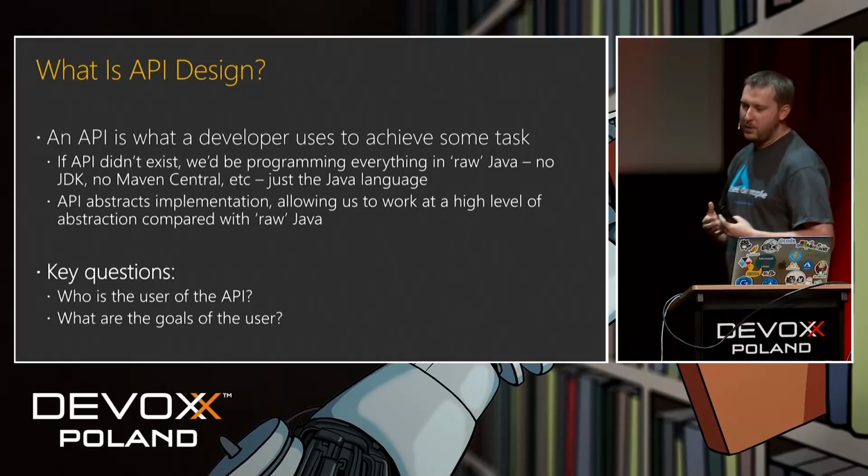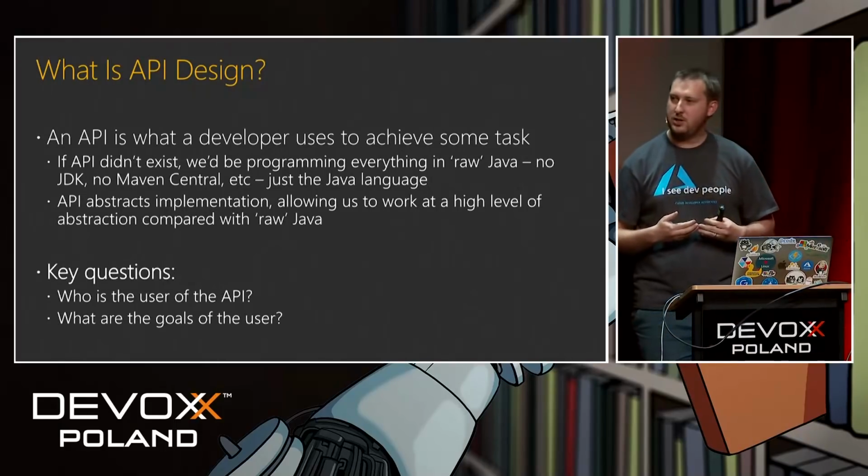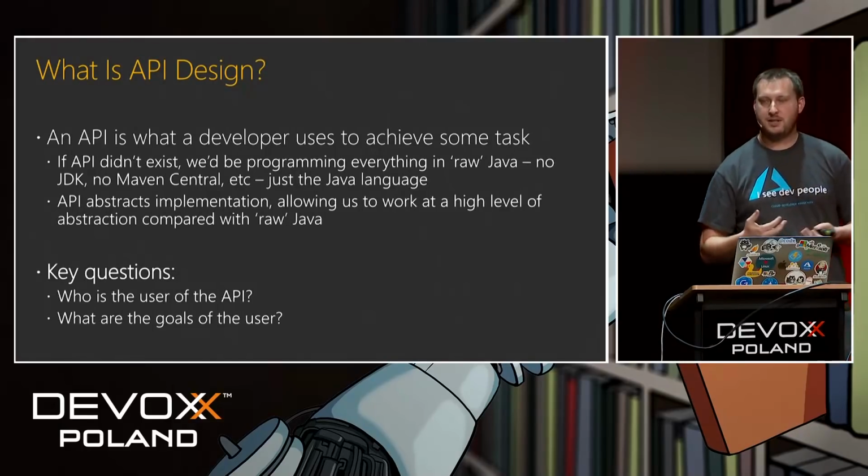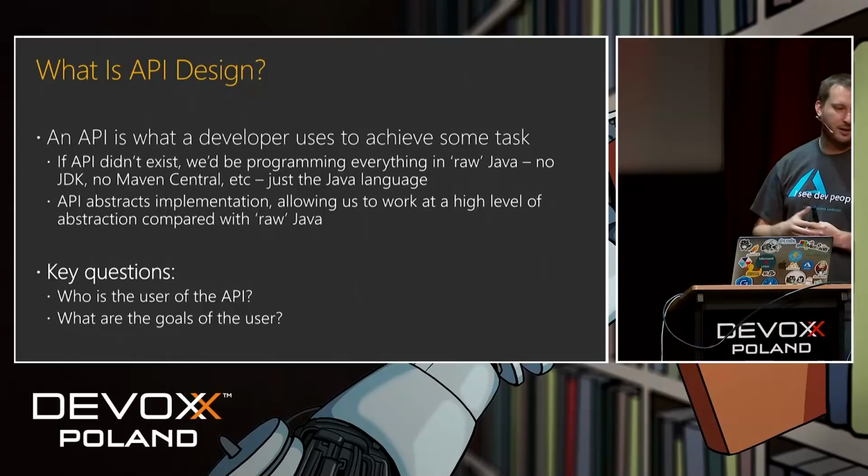And so when we design APIs, we have two key questions. Who is the user of the API, and what are their goals? For example, let's take the date-time API that came out in Java 8.